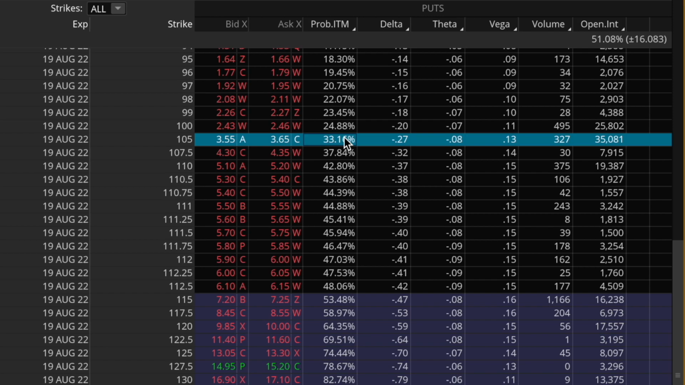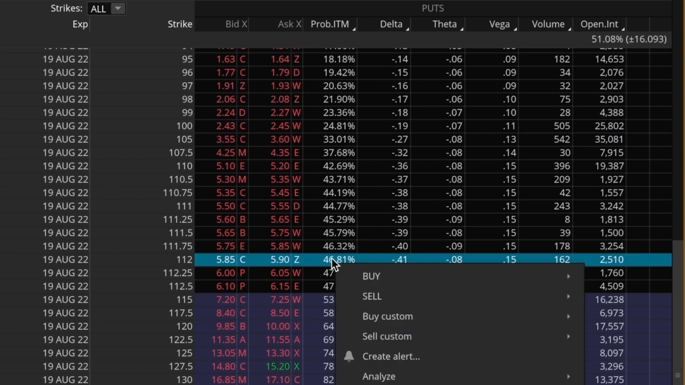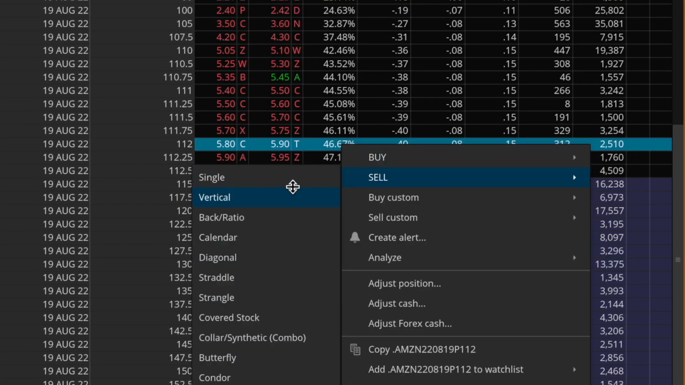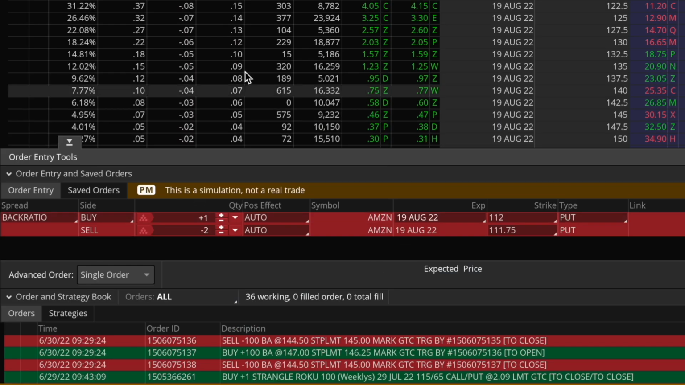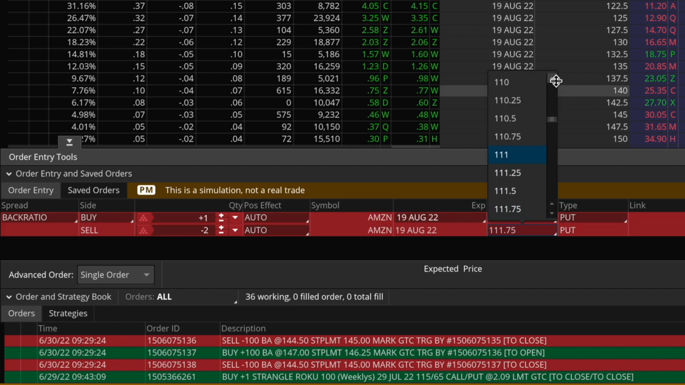And thinkorswim here also has a very easy way to create this whole trade at once. So what I'm going to do is right click on the 112 strike put option and then go to sell and /ratio. Click on that. And here we go. As you can see here, this is one order to purchase one contract of the 112 strike put option, and then at the same time sell two contracts of, I'll change the strike here, of the 105 strike put option, which is all the way down here.